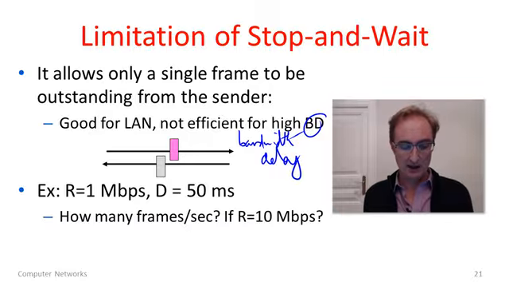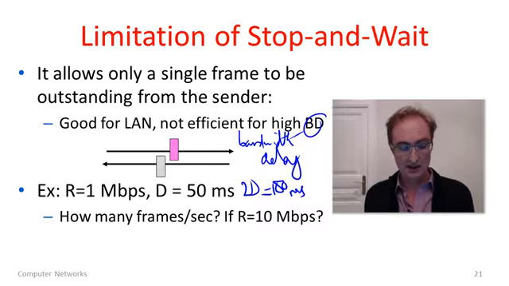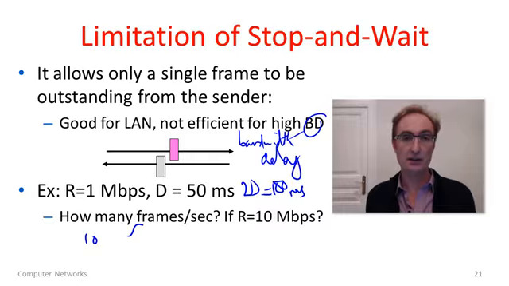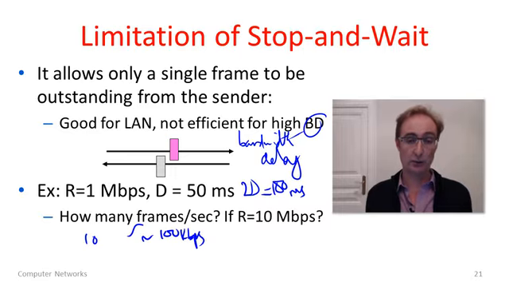Let's see an example. Here we have a picture of a network where the rate is 1 megabit per second and the delay is 50 milliseconds. That means that the round trip time, or the time taken to send a frame across and receive a reply, is going to be 2D or 100 milliseconds. How many frames could we then send a second? We could send 10 frames a second. And if you imagine a frame is roughly 10,000 bits, that's about 100 kilobits per second. That's not so great considering we've got a megabit per second link, 10 times as fast.